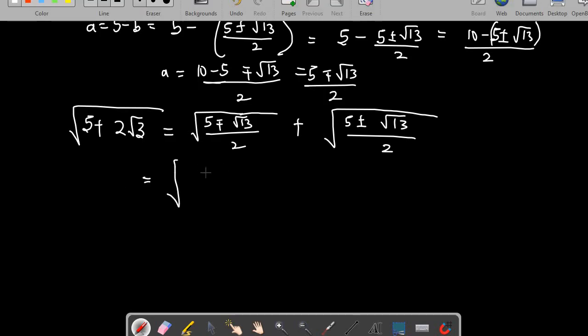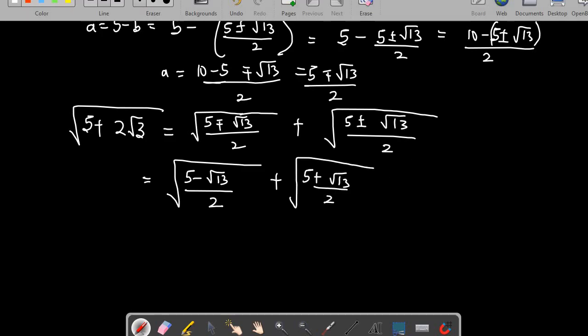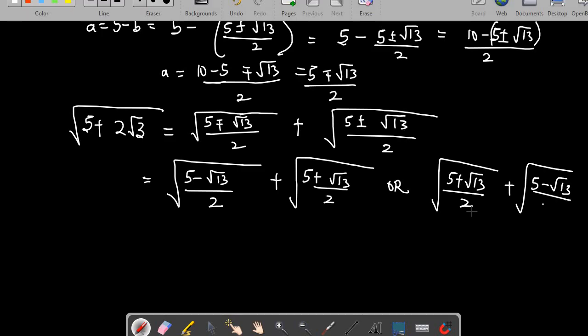The first is square root of 5 minus root 13 over 2. When you have minus here, you must use plus here. Plus square root of 5 plus root 13 over 2, or a second solution, square root of 5 plus root 13 over 2 plus square root of 5 minus root 13 over 2. So like I said, mirror images of each other. If you use one or the other, you can clearly see they are actually the same thing.